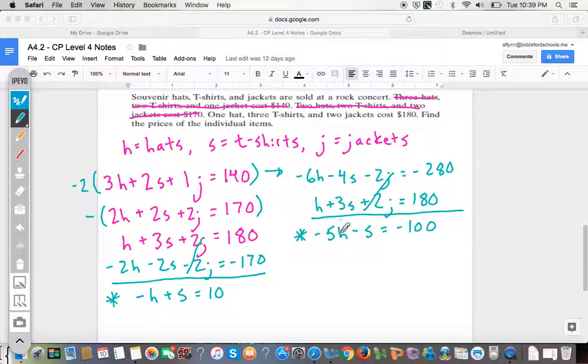So I had a 3-variable system. I broke it down into a 2-variable system. So now I can solve for a variable. So I'll take this equation and plug it in up here. So I have negative H plus S equals 10. Okay, again, these are my 2 start equations. Now I'm going to combine them. So automatically my S's cancel. I have negative 5H minus H. That would be negative 6H. And negative 100 plus 10 is negative 90. So if I divide by negative 6 on both sides, I get H equals 15.